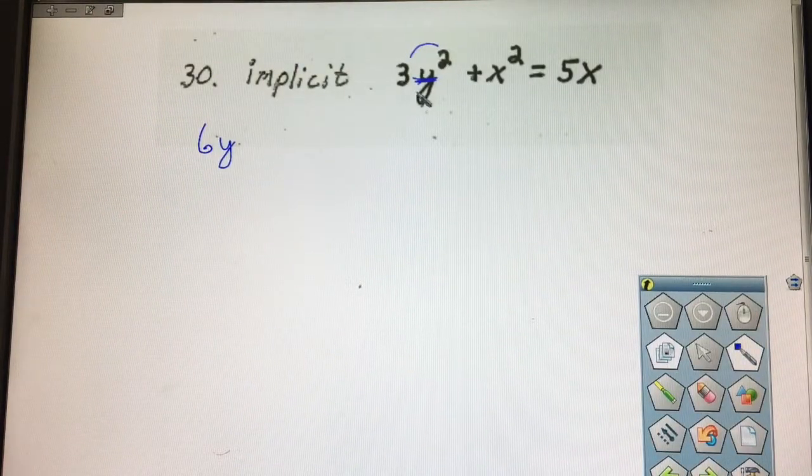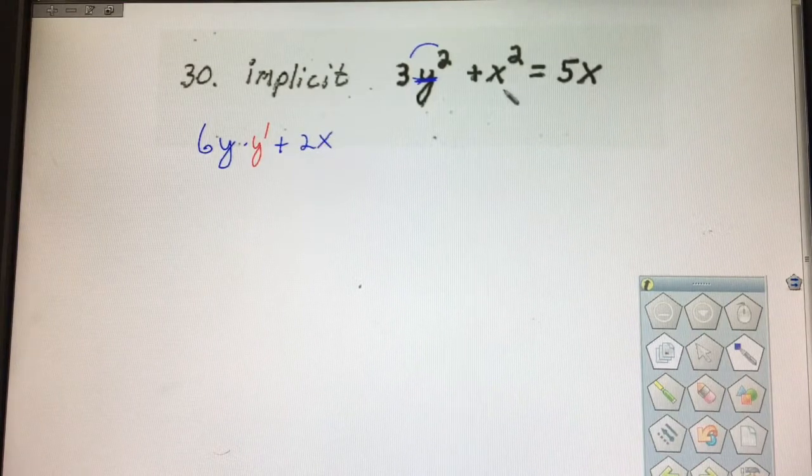So 6y, now the derivative of y, from time out of mind, has been y prime. Plus the derivative of x squared, which is 2x. Now recall, I take the derivative of x with respect to x, that's just going to be 1, so I don't even bother multiplying times 1. Equals the derivative of 5x, which is just 5.